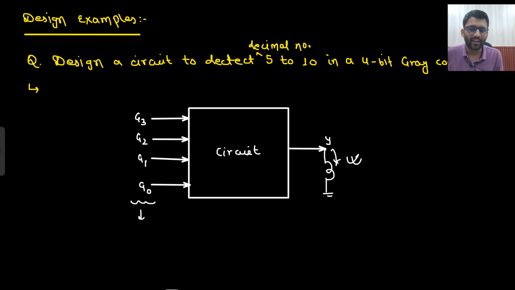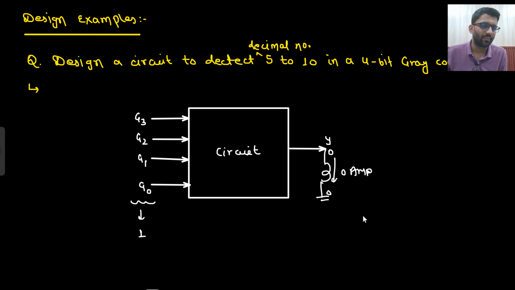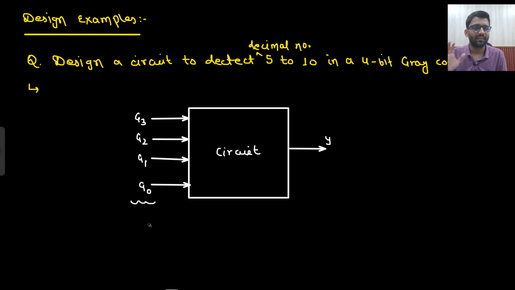And let's say I apply a gray code input whose decimal equivalent is 1. Then what will be your output? Output will be low. If you connect a bulb here, there is 0 voltage here, so there is no voltage, the current will be 0 ampere and the bulb will not glow. So this is what you mean by detecting.